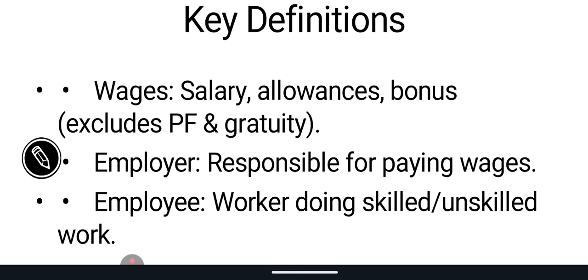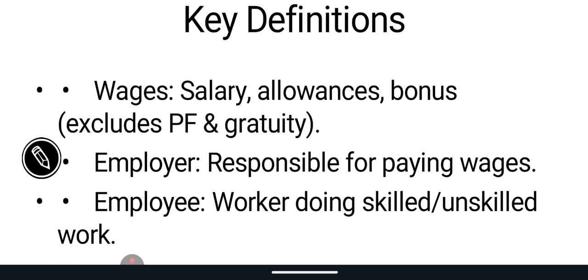Now, what are wages, salary, allowances, and bonus? Wages exclude PF and gratuity. Gratuity is paid at the time of retirement. It is an honorable, respectful amount that is paid by the company to the employee when he or she retires from that company, as a whole sum of amount. This is known as gratuity.